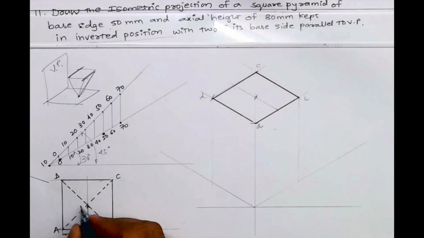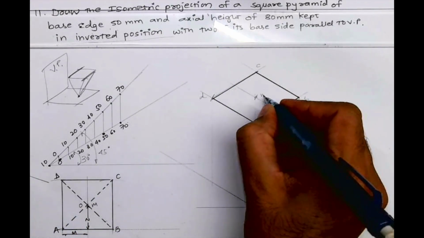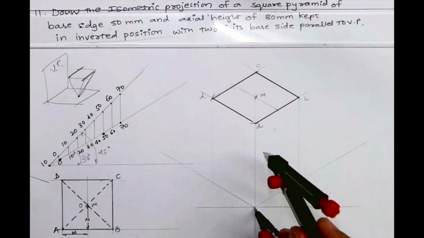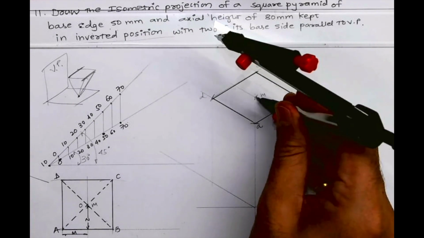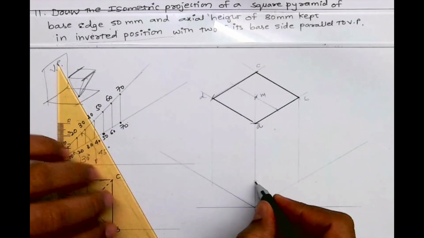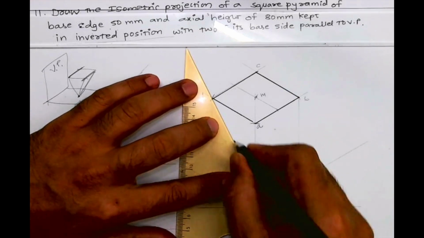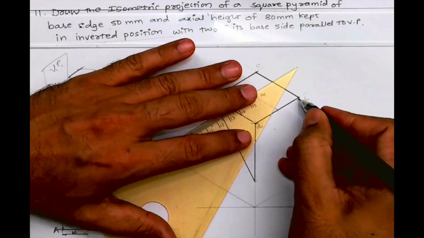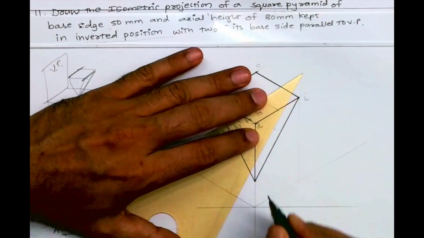And from that point, we'll go down by height. This is M. Now height is how much? Height is 80. So I will take the height and cut from M. So I'll get point O. Then I will join O to D, O to A and O to B. This way we have drawn the inverted square pyramid.